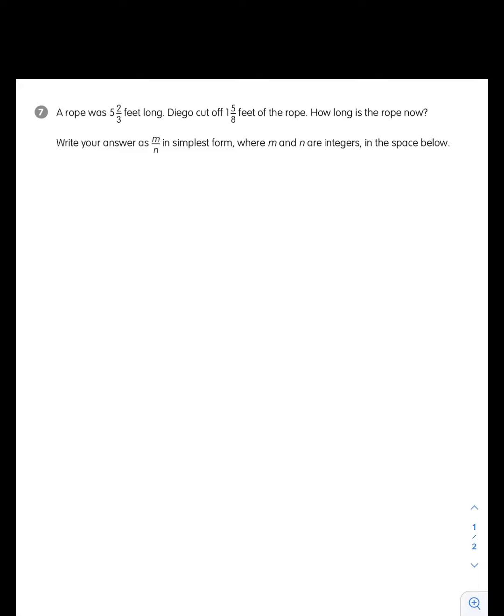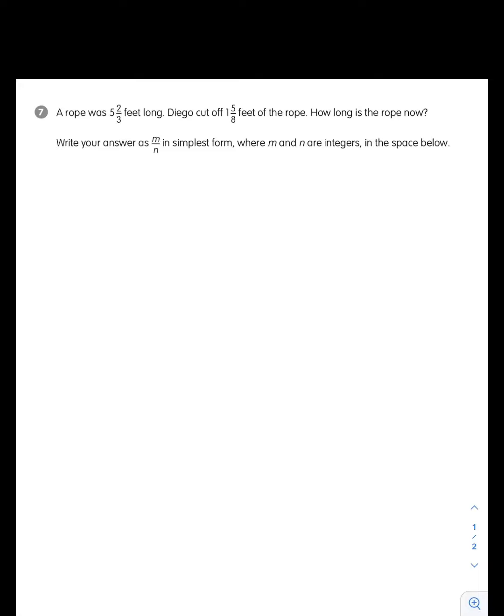How long is the rope now? Write your answer as an m over n, which means a fraction. It could be in its simplest form, a proper fraction or an improper fraction, where m and n are integers, in the space below.